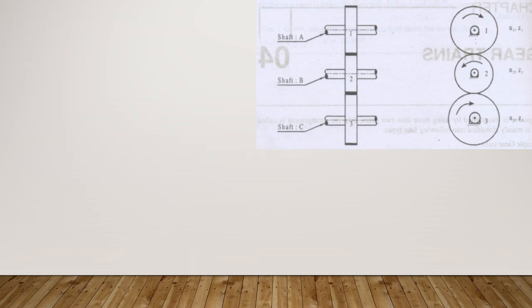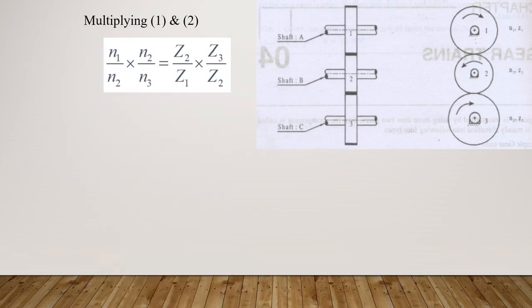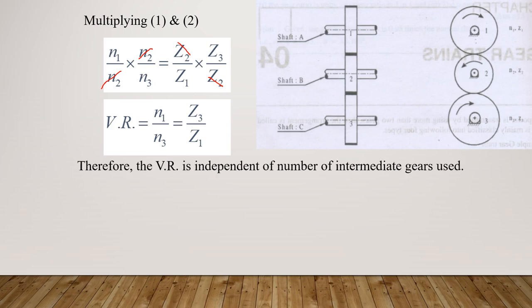Next we will multiply equation 1 and equation 2, that is n1 by n2 into n2 by n3, which equals z2 by z1 into z3 by z2. Here n2 and n2 get cancelled, so the remaining is n1 by n3. On the other side z2 gets cancelled, so the remaining is z3 and z1. So the velocity ratio is n1 by n3, which is equal to z3 by z1. So what do you understand by this?